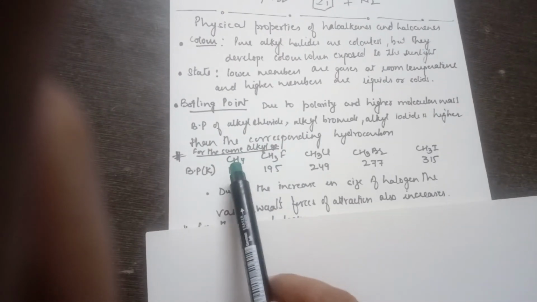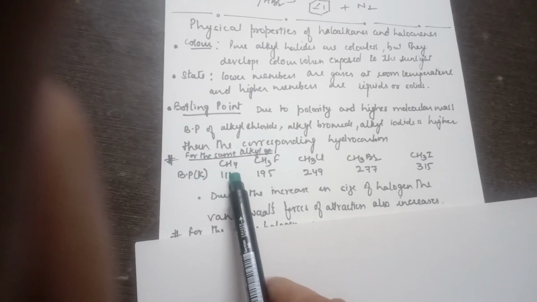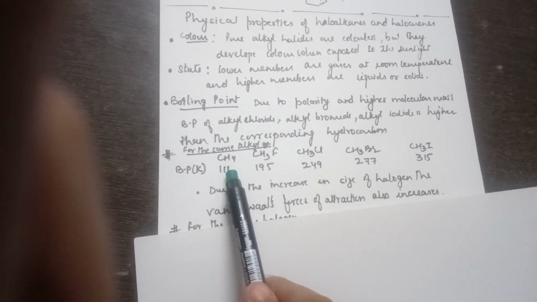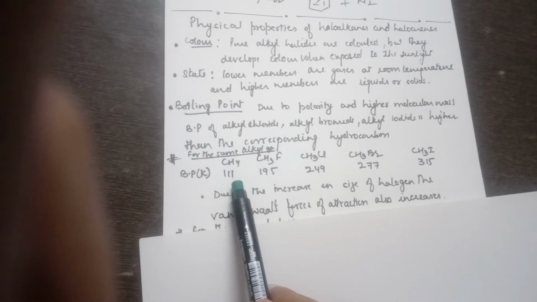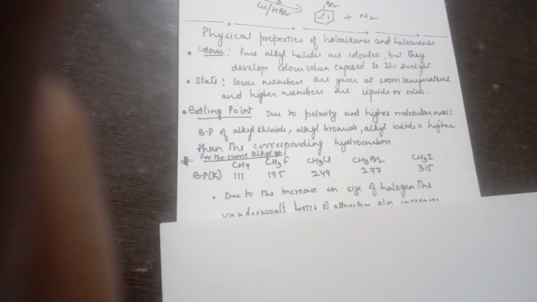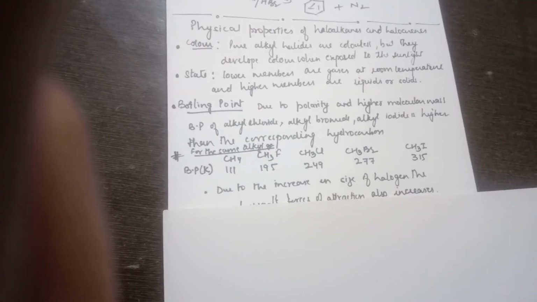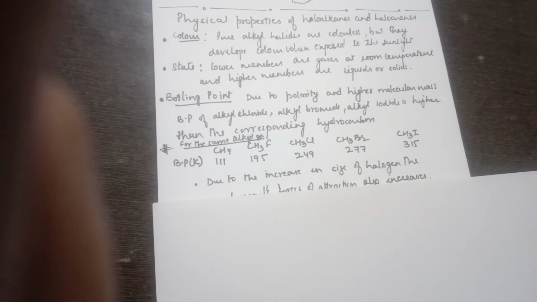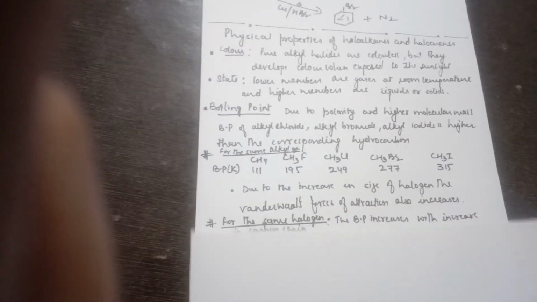And if you compare with this, in this case the bond is not polar. The bond is not polar and the boiling point is very low. So that is why I'm saying that due to the polarity and higher molecular mass, the boiling point of alkyl chloride, bromide and iodide is always higher than the corresponding hydrocarbons.